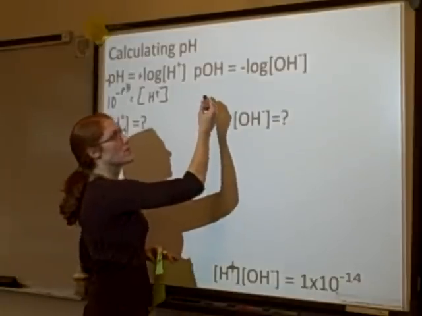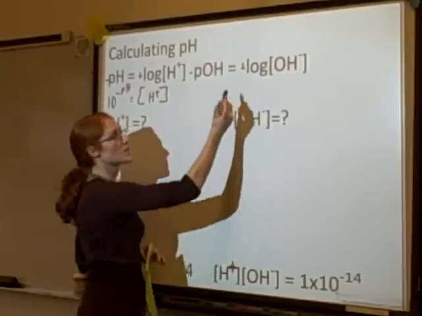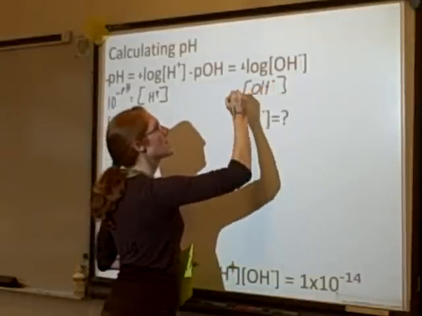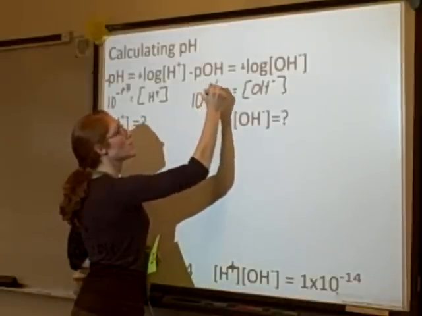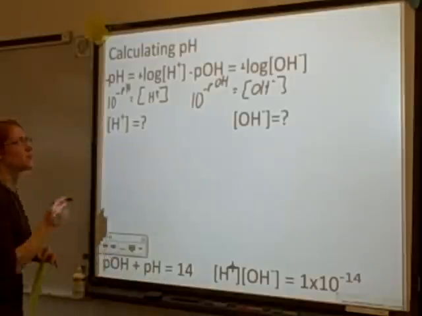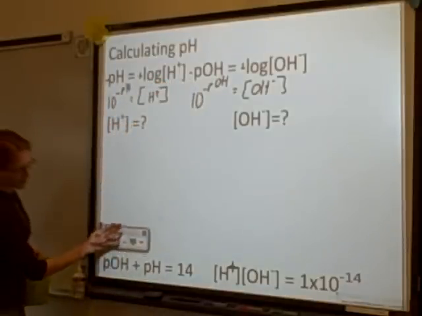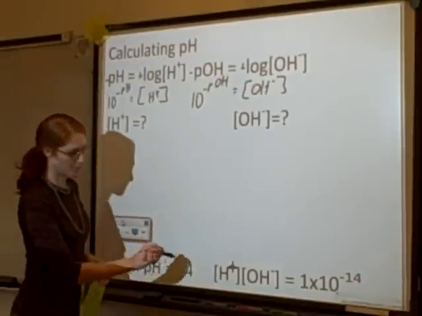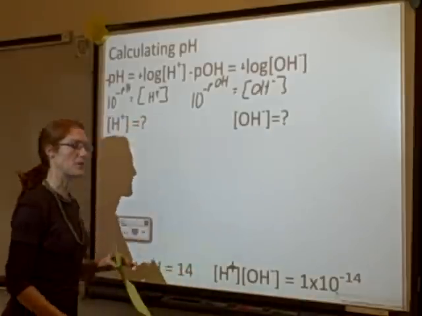Same thing with the pOH. Multiply both sides by -1. Anti-log both sides to get rid of the log, and I'm left with the concentration of hydroxide is the anti-log of the negative pOH, so 10 to the negative pOH. Okay, so now there's 4 very helpful equations for us. Your Greg sheet also has pOH plus pH equals 14, and the concentration of H plus times the concentration of hydroxide equals 1 times 10 to the negative 14th.